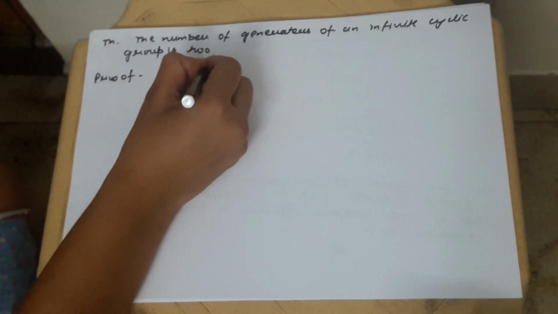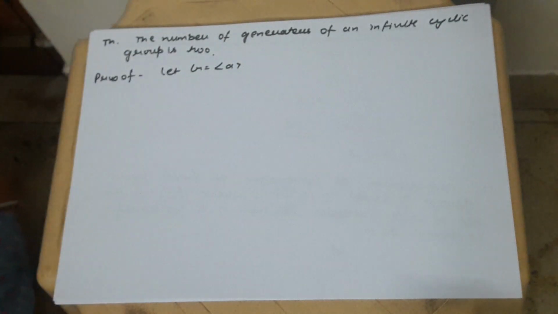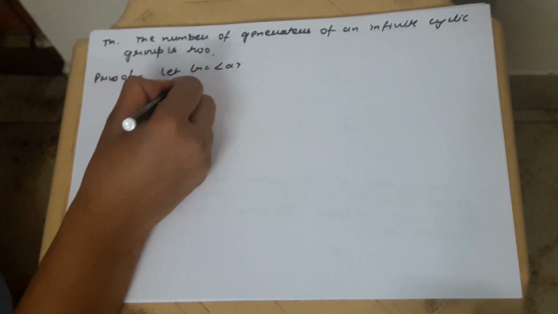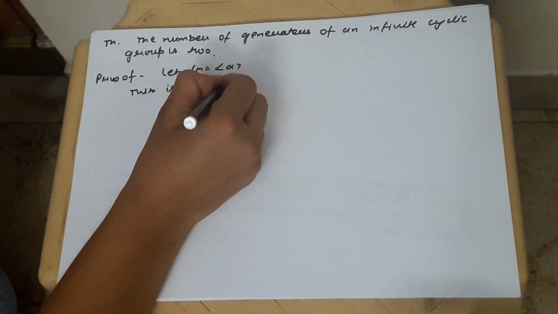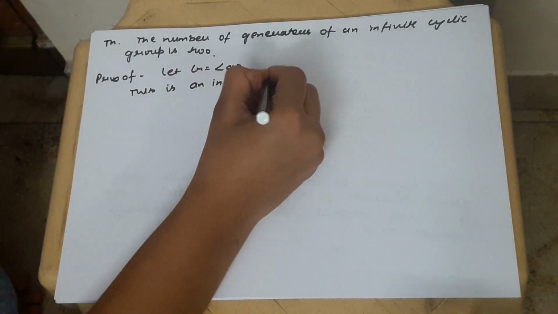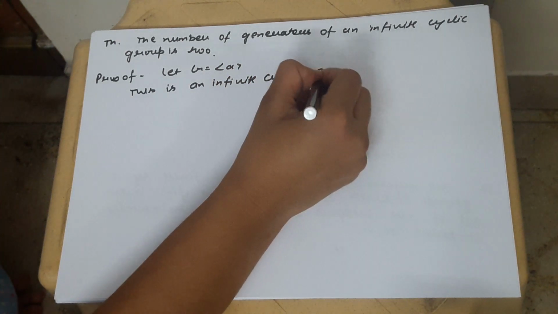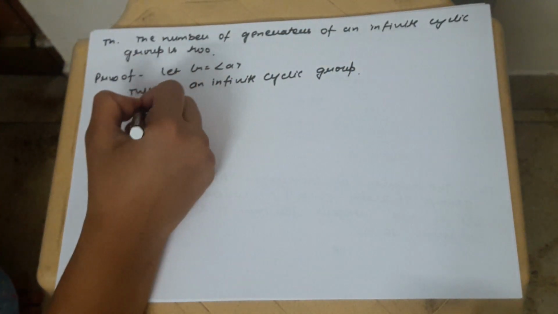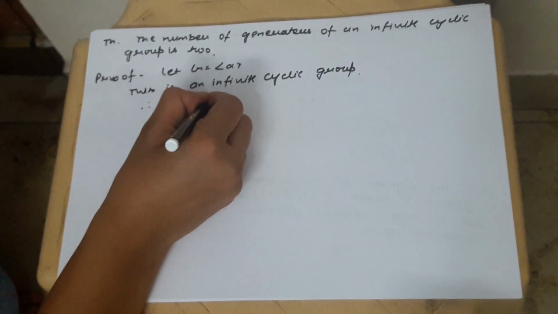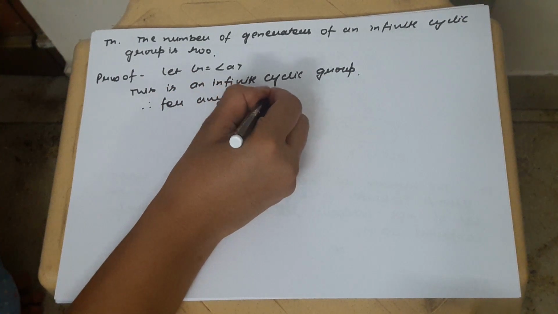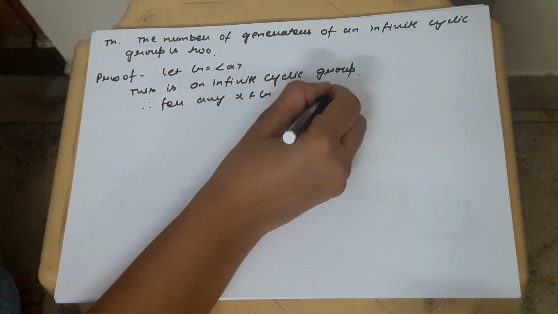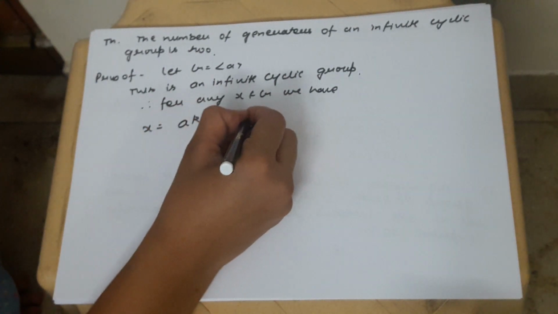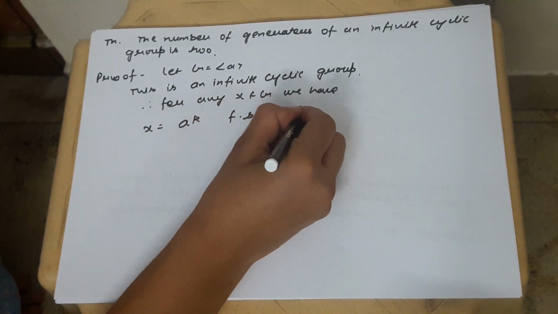Let G be a cyclic group generated by a, and this is an infinite cyclic group where a is the generator of G. Therefore, for any x belonging to G, we have x equal to a to the power k for some k belonging to Z.